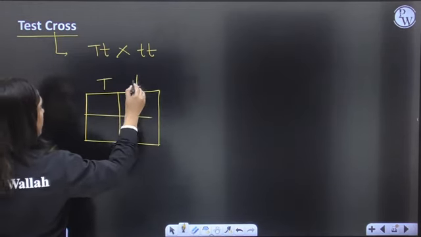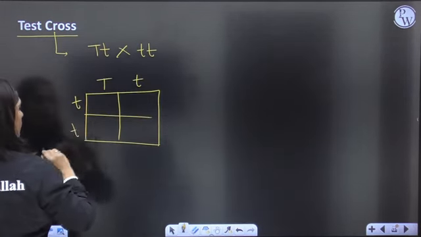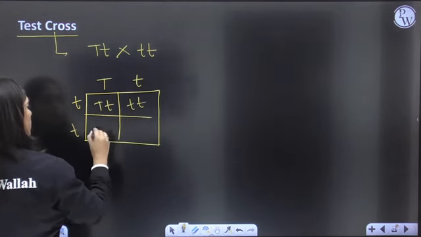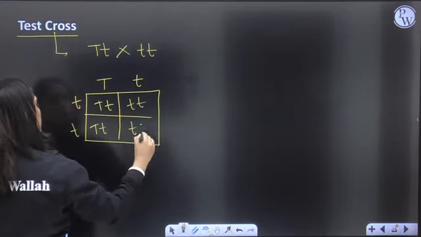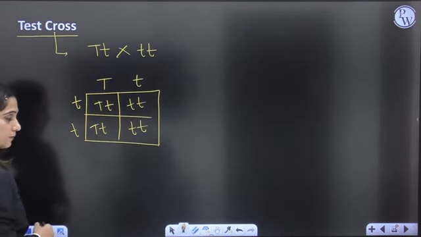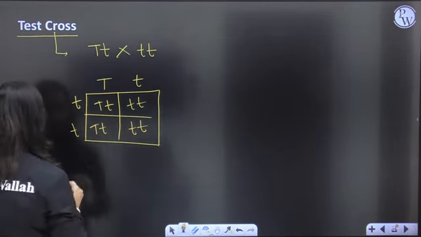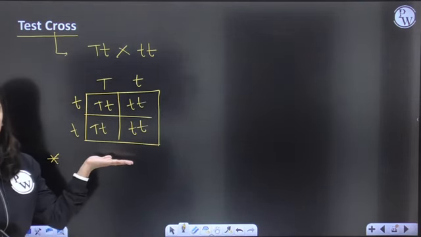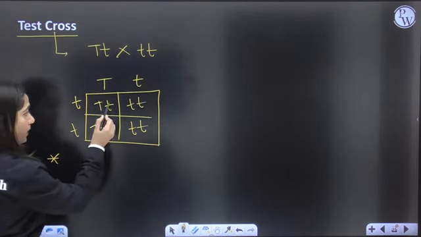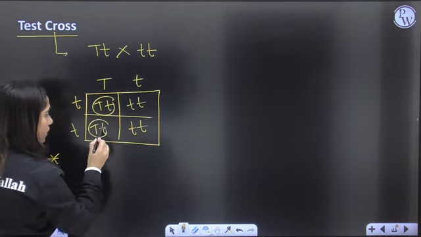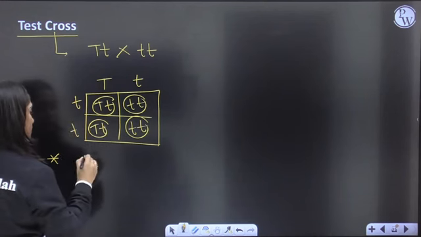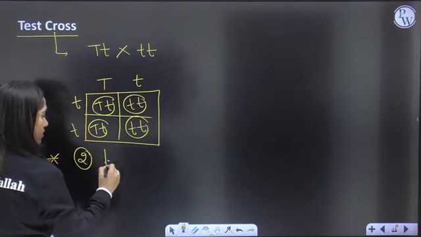Capital T, small t, small t, small t. So, capital T, small t. This comes out to be small t, capital T, small t, and small t, small t. Right? Now, listen carefully. How many phenotypes can you see here? These will be tall, these will be tall, these will be dwarf, these will be dwarf. So how many phenotypes are you getting in a test cross?